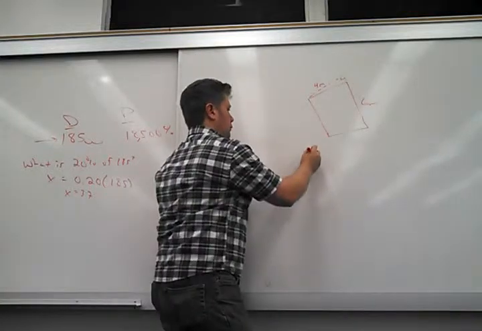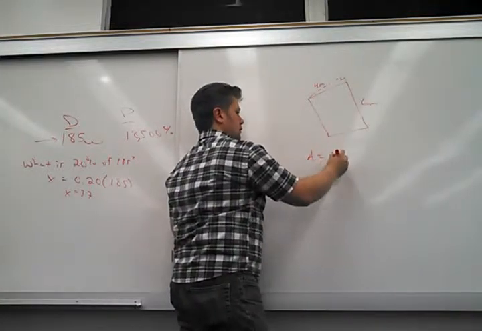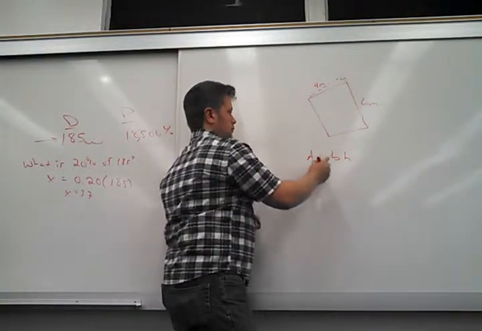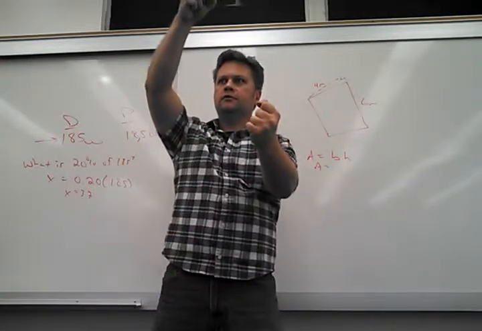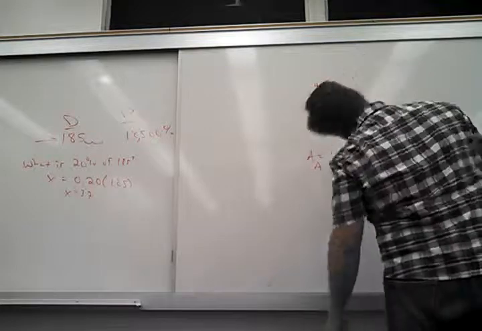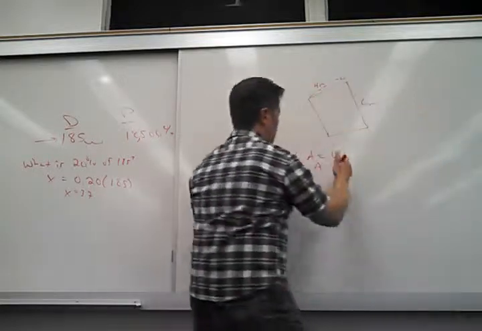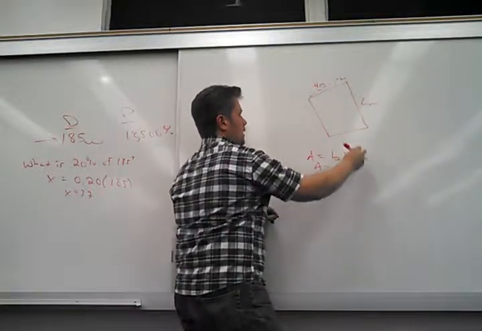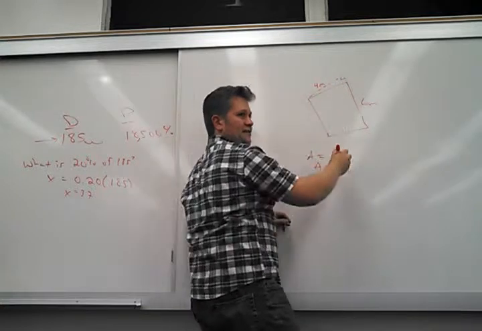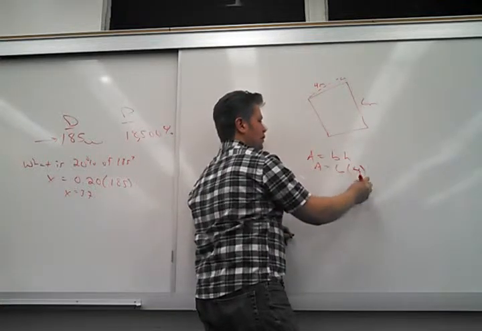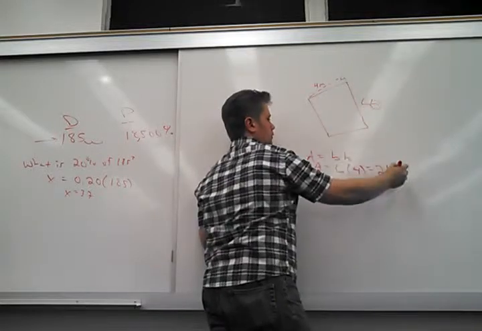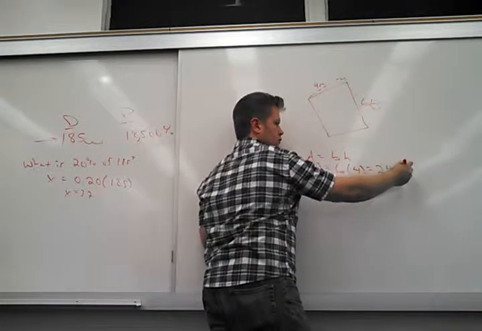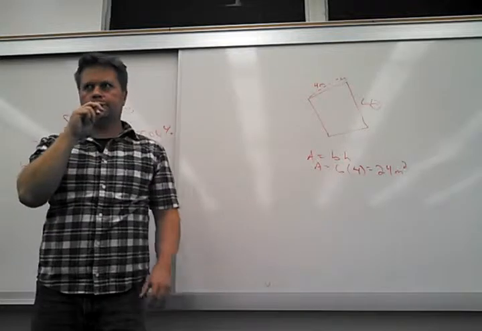So what's the area for a parallelogram? Base times height? Yeah. So the base is 6. It's just somebody picked it up and tilted it around, so you can just kind of do this. So we got 6 for the base, height is 4. 24 meters squared.